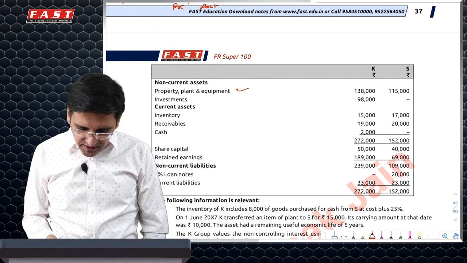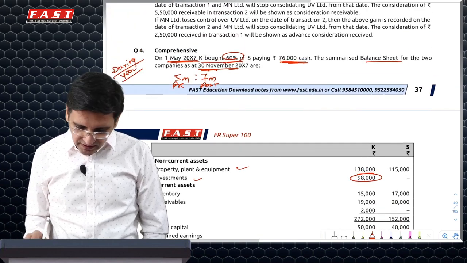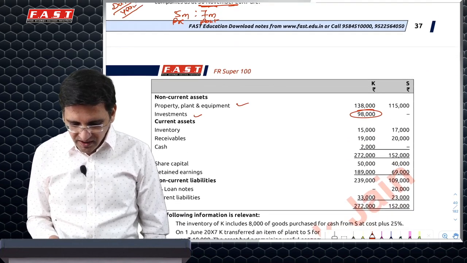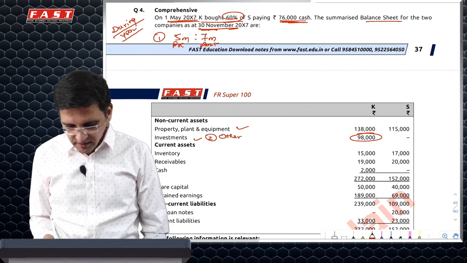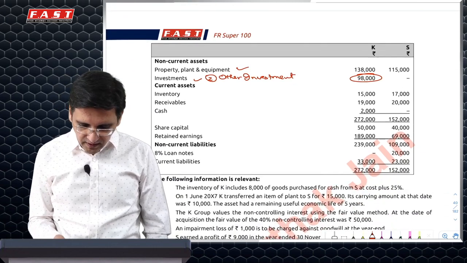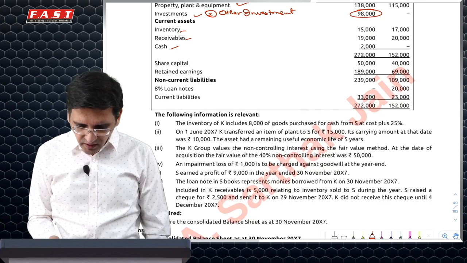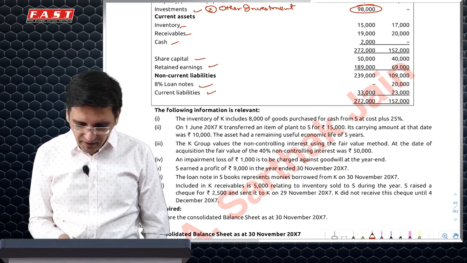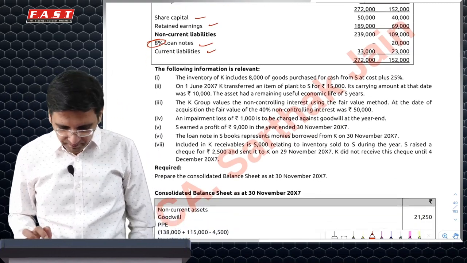Then you have non-current assets. Investments are 98,000, whereas you invested 76, and it does not say investment in subsidiary only. So that means there's another adjustment of other investment. These are hidden adjustments, is what we call them in the class. Then inventory, receivable, cash, we'll properly present as financial asset and all. Share capital, retained earnings, 8% loan and current liability. We'll have to see whether 8% needs any kind of accounting treatment.